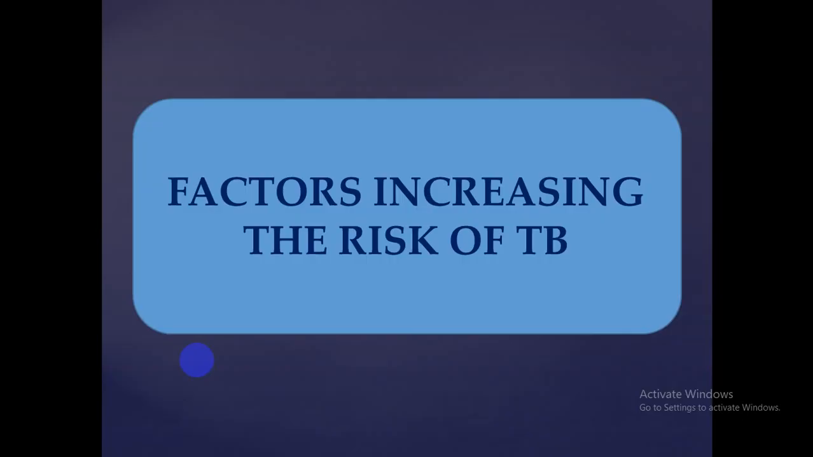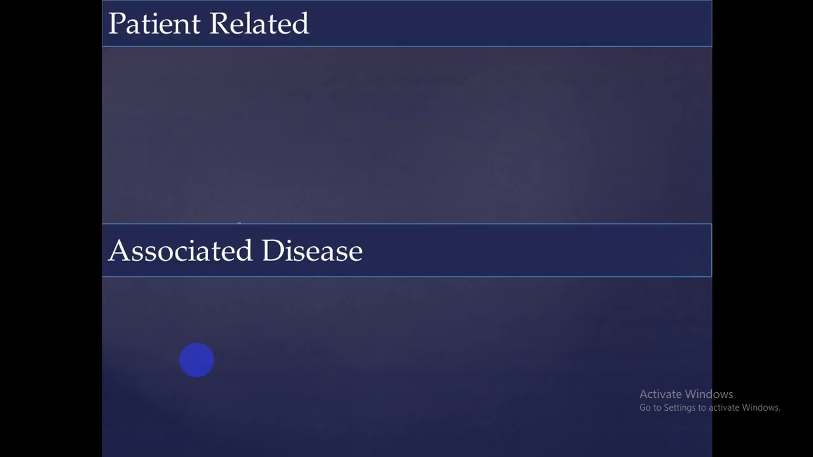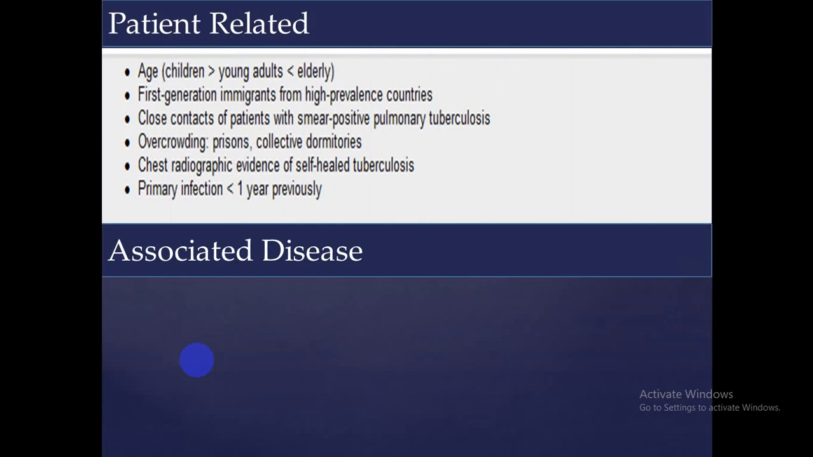Okay. Now the factors that put the patient at risk for TB. These are patient-related factors like age extremes, like children and the geriatric age, who have less immunity and therefore TB appears.